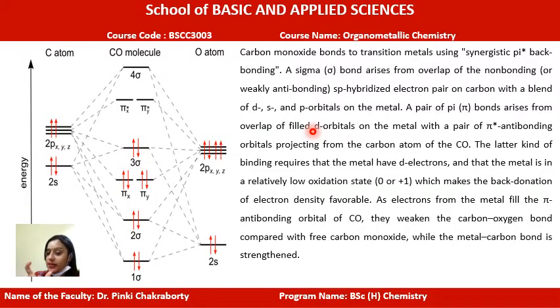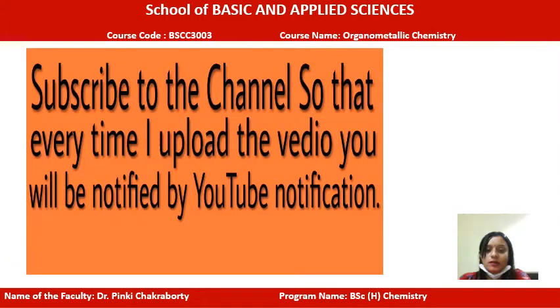It will form the sigma bond, but at the same time the metal which is in a lower oxidation state, suppose 0 or +1, whose electron density is high, will be able to donate its electrons to the lowest unoccupied molecular orbital, that is the pi star orbital of the carbon monoxide ligand, which is responsible for the formation of the pi star antibonding orbital. So we have two types of bonding.